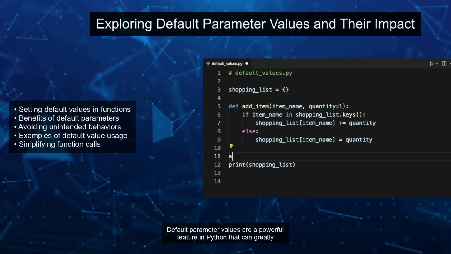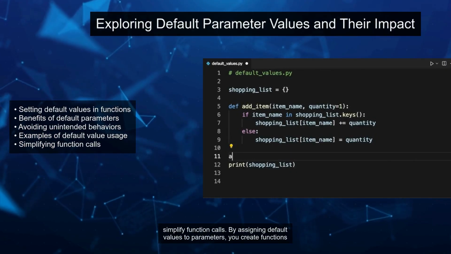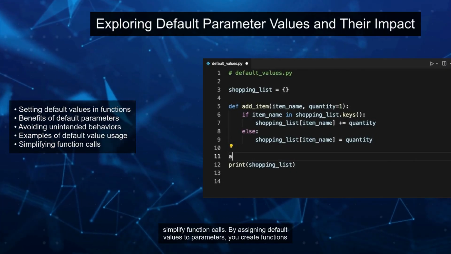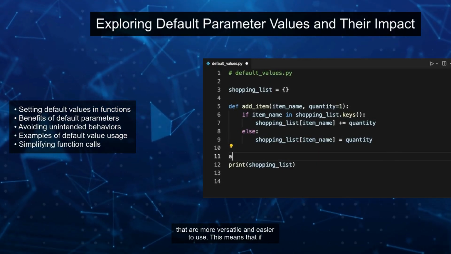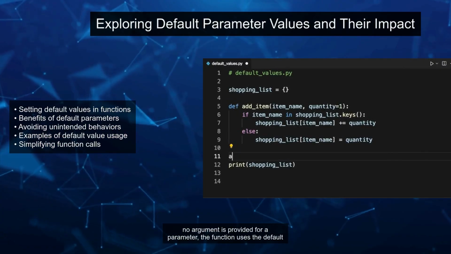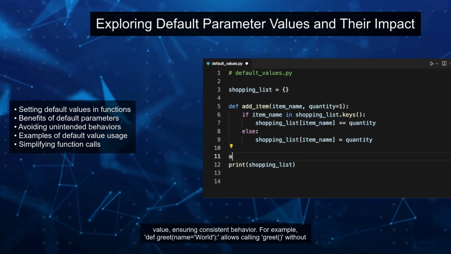Default parameter values are a powerful feature in Python that can greatly simplify function calls. By assigning default values to parameters, you create functions that are more versatile and easier to use. This means that if no argument is provided for a parameter, the function uses the default value, ensuring consistent behavior.